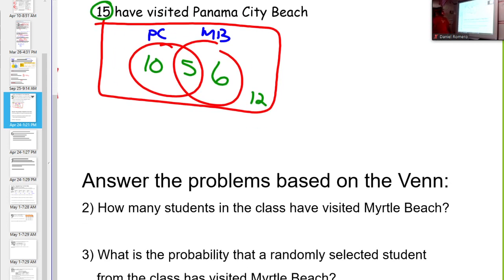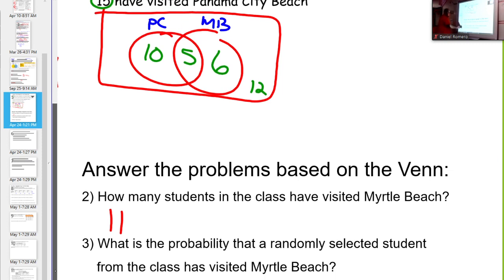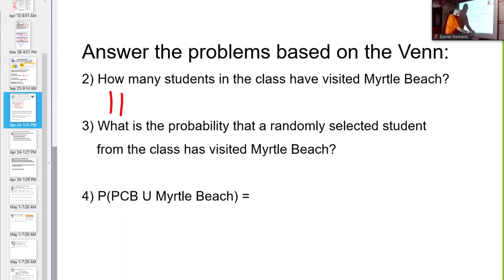How many students in the class have visited Myrtle Beach? None of the above. What is the probability? Okay, so now we're getting into probabilities. Remember, probability is a ratio. What you're observing divided by total possibilities, or we call it the sample space. What is the probability that a randomly selected student from the class has visited Myrtle Beach? Well, 11 out of 33.